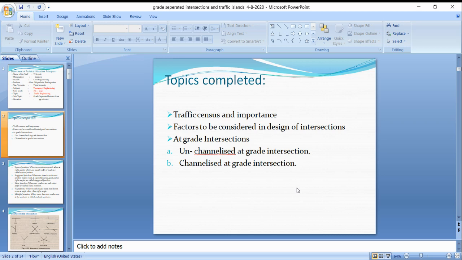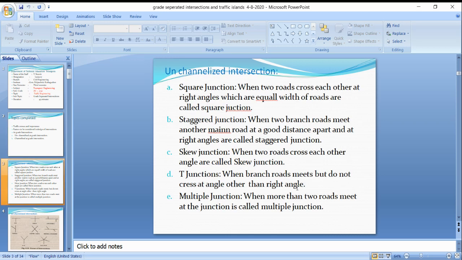What is a grade intersection? Wherever the roads cross each other at the same level, or at the same elevation, it is called a grade intersection. Whenever the roads cross at the same height, at the same level, it is called a grade intersection. Grade separated means there will be height variations, level variations, and then it is called a grade separated intersection.